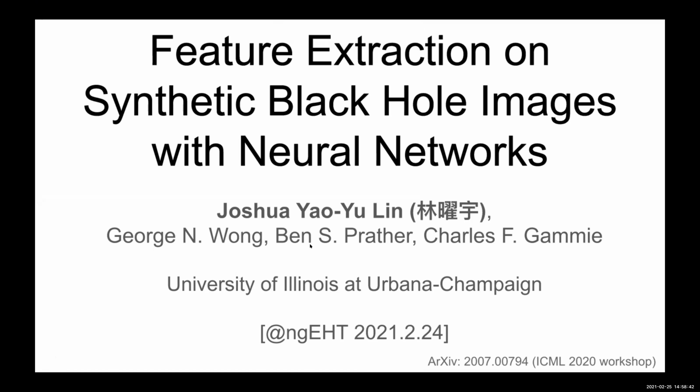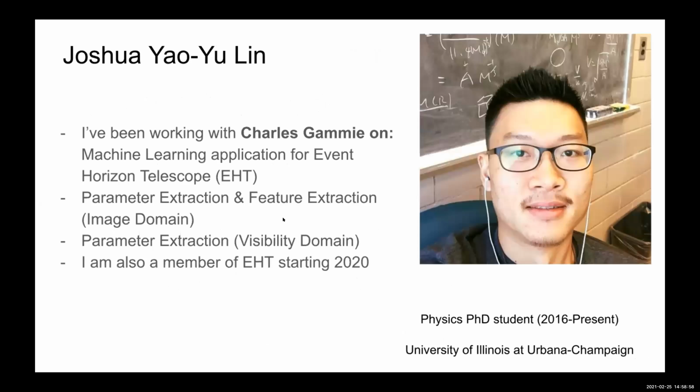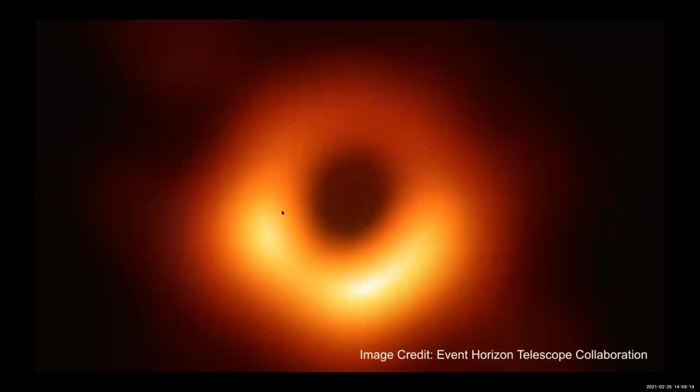So hi, everyone, I'm Joshua. Today I'm going to speed run through one of the projects I've been working on. It's feature extraction on synthetic black hole images with neural networks. This has been done in collaboration mostly with George, Ben, and Charles at UIUC. A little bit of introduction of myself since I'm new to a lot of people: I've been working on machine learning applications for ngEHT, mostly in the image domain, but recently we've also started exploring parameter extraction in the visibility domain.